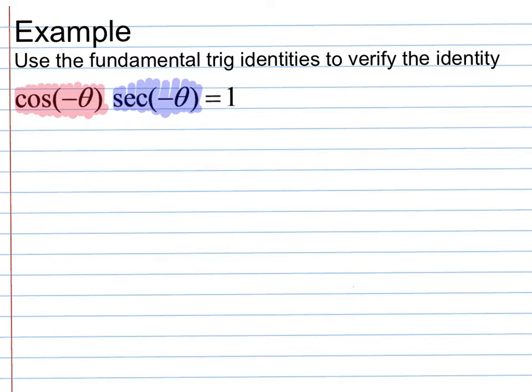of negative theta. If you look at your identities, you'll see that the cosine of negative theta actually just becomes cosine theta, and the secant of negative theta becomes secant theta. We're going to leave our cosine, but we are going to take the reciprocal identity of secant theta, and that's going to be 1 over cosine theta. Now we can reduce these, and we get 1, and now we have verified our identity.